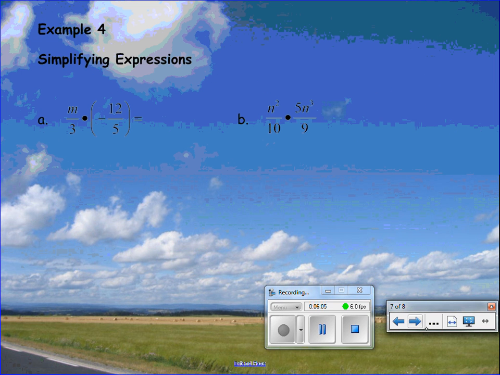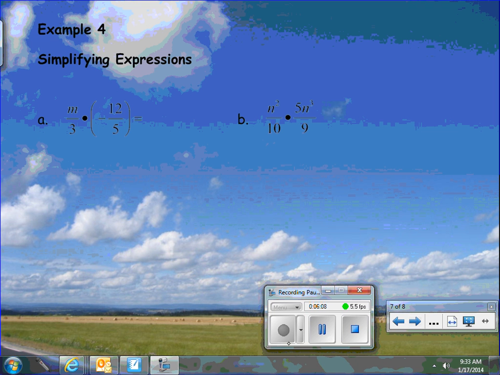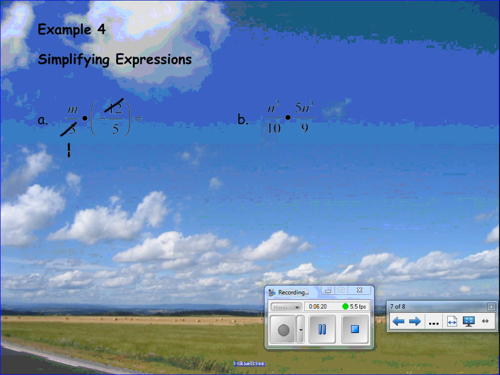Now we're going to simplify these expressions. And as we're simplifying these expressions, we use generally the same rules. We're going to factor out. Then we will multiply the numerators and the denominators. And then check our sign, making sure it's in simplest form.